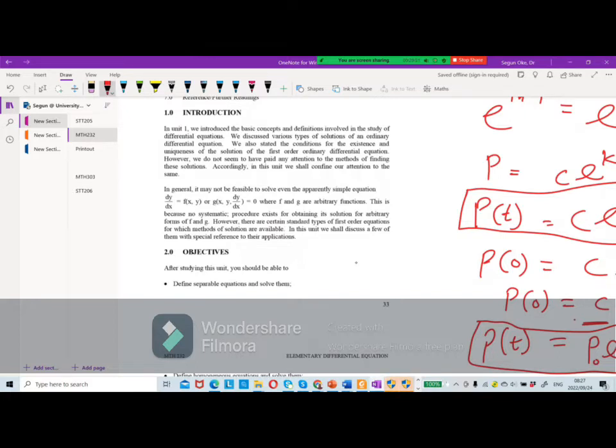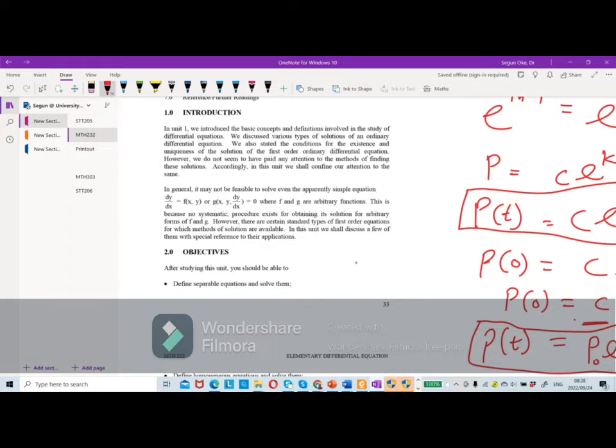In Unit 1, we introduced the basic concepts and definitions involved in the study of differential equations. We discussed various types of solutions of an ordinary differential equation. We also stated the conditions for the existence and uniqueness of the solutions of the first order differential equation. However, we do not seem to have paid any attention to the methods of finding these solutions. Accordingly, in this unit, we shall confine our attention to the same.